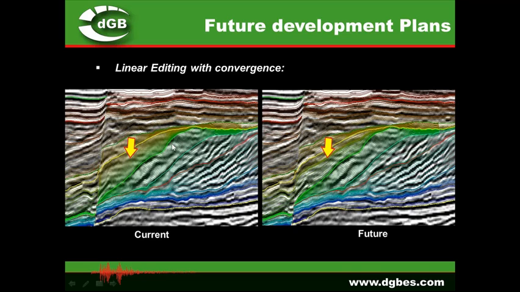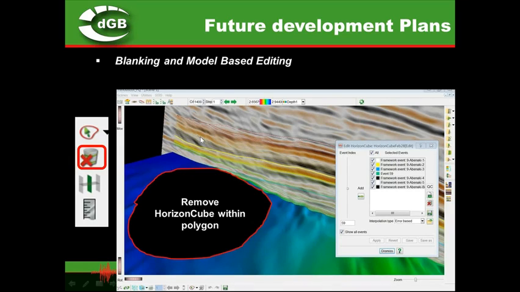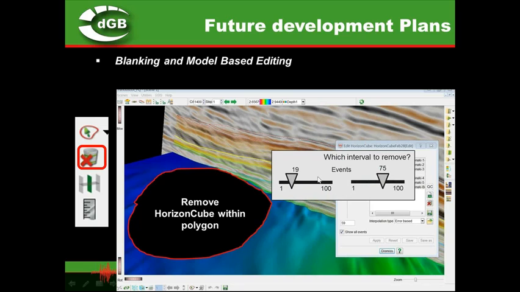We are going to develop, it's not done yet, a feature where you remove an area, and in that area you remove all HorizonCube events, and then you draw your own background model by editing four or five events, and in between you can recreate a HorizonCube, either model based or data driven. So you will have an option to select which events you want to remove. For example, you might not want to remove the whole package, but just a few events within a package.